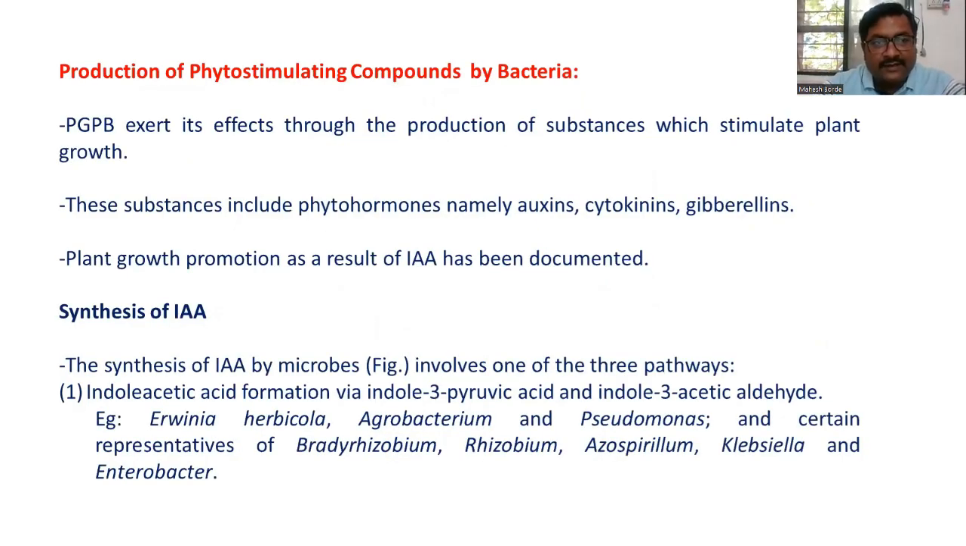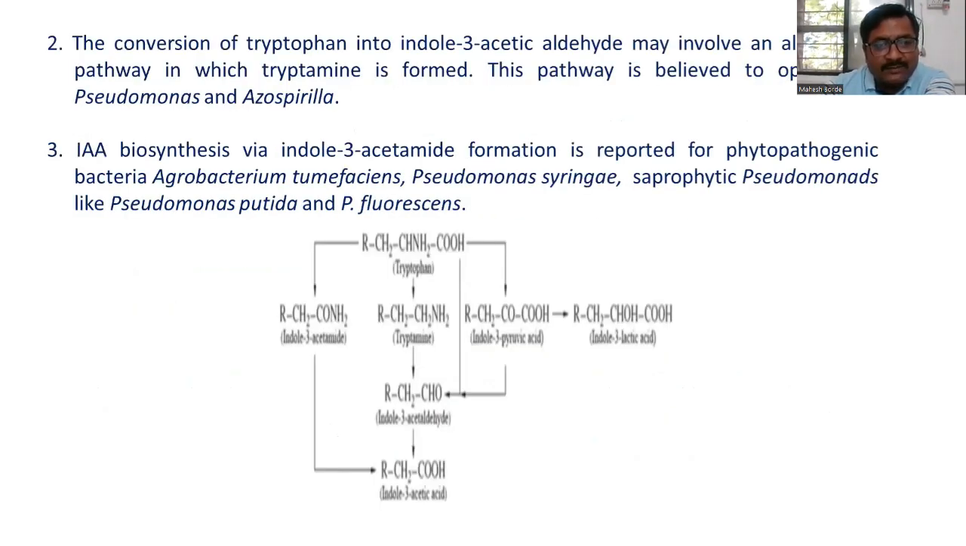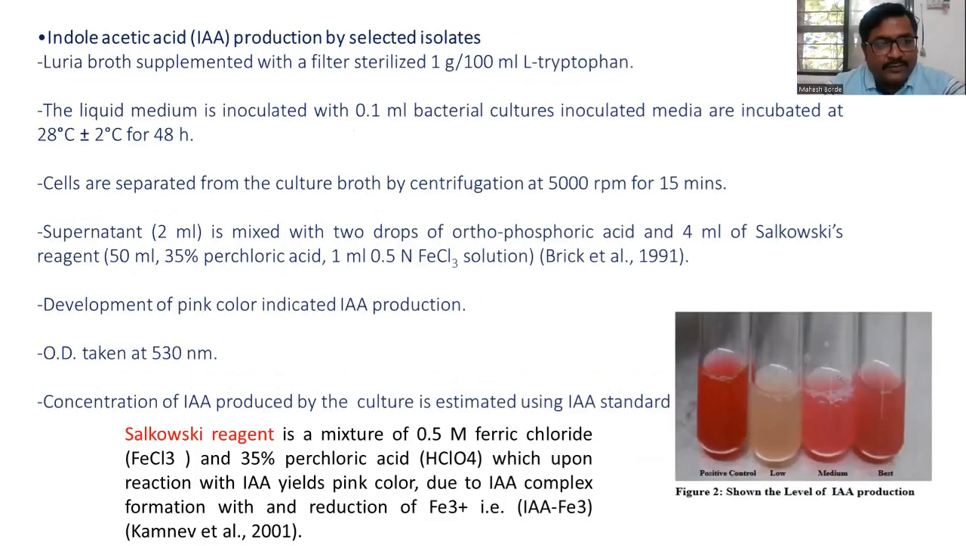Another group is bacteria which produce a phytohormone. Mostly in bacteria, there are three main types of pathways seen for the biosynthesis of IAA. Their precursor is tryptophan, and there are three main biosynthesis pathways through which IAA is produced and observed in bacteria. So this is the general procedure for isolation of IAA producing bacteria. You can grow them in a medium, then add Salkowski reagent. If the Salkowski reagent produces a pink coloration, that means they are producing IAA.